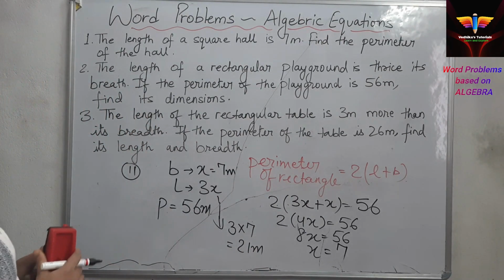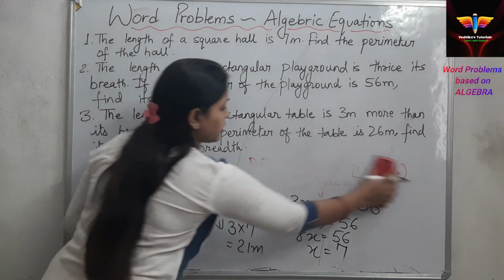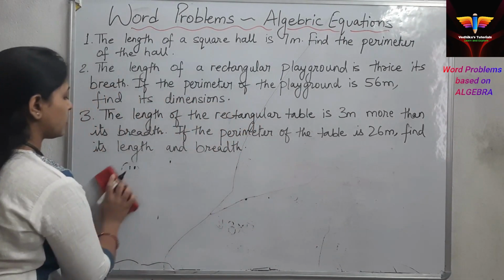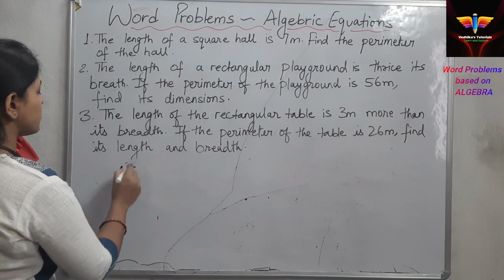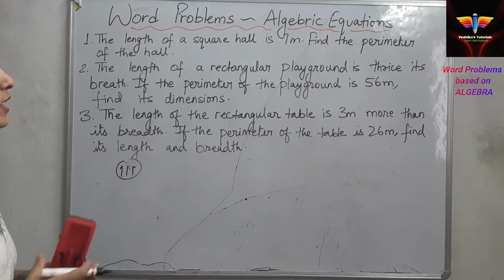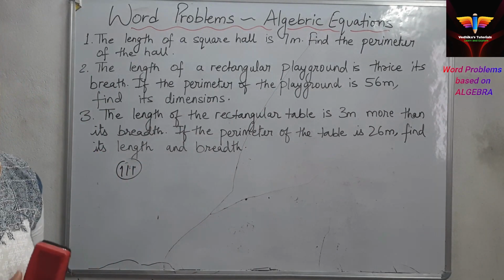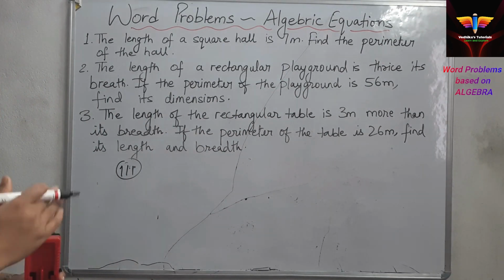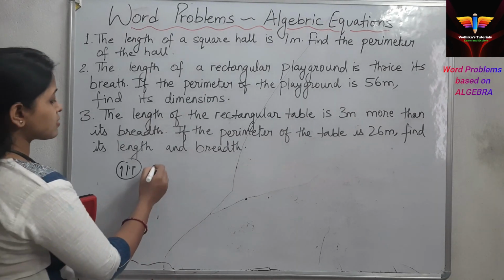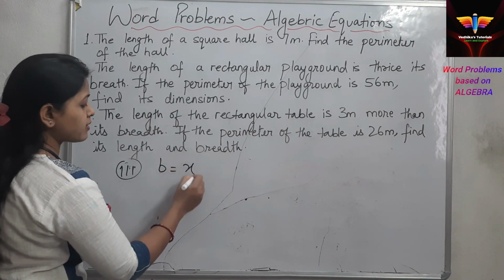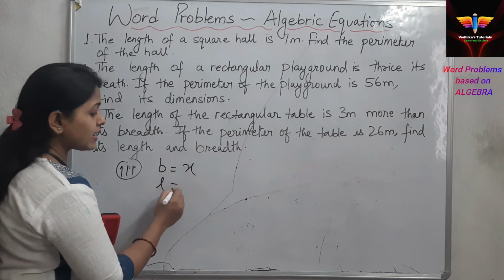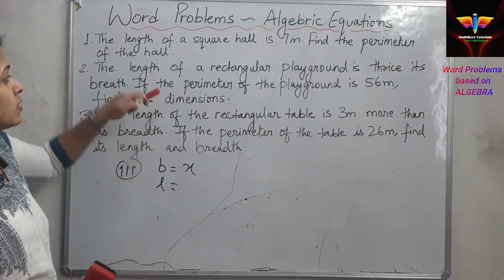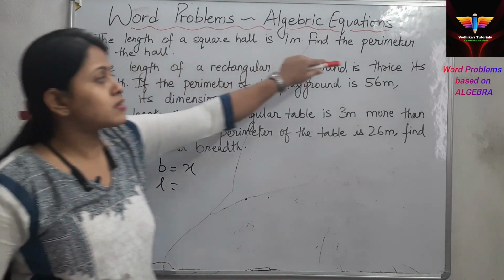Now let's move towards question number 3. Question number 3 says the length of the rectangular table is 3 meter more than the breadth. Again it is talking about a rectangular table. So again the breadth is x and the length is what? Here the length is not thrice, whereas in the second question it is thrice.